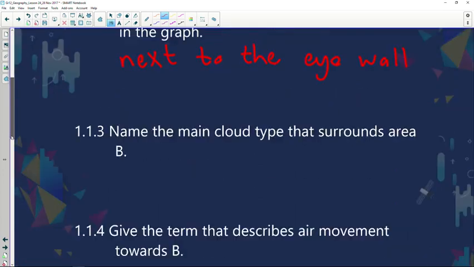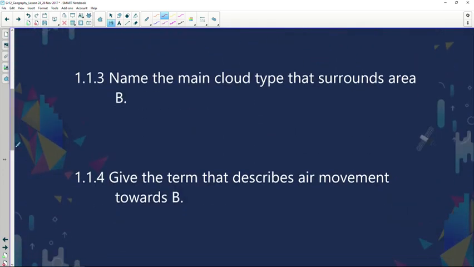Okay. If we look at our next question, name the main cloud type that surrounds the area B. Now that's heavy rainfall clouds. What do you associate with heavy rainfall clouds? It's cumulonimbus. And as you know, in grade 10 you learned about the different clouds. Nimbus means rain.